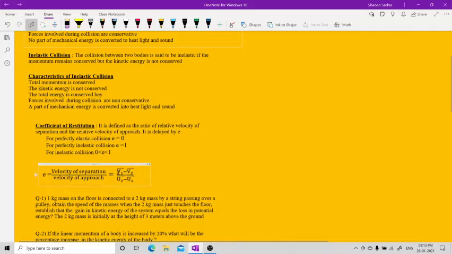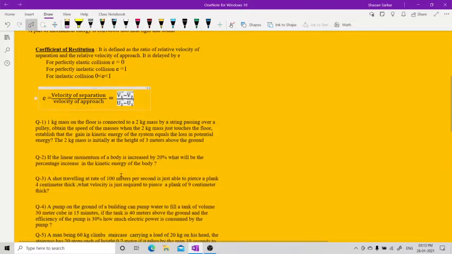V1 means final velocity of the first body. V2 means final velocity of the second body. U2 means initial velocity of the second body, and U1 means initial velocity of the first body. This is what it is all about. Now you have certain questions.